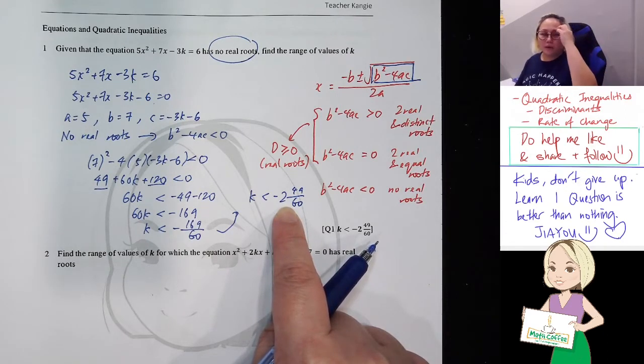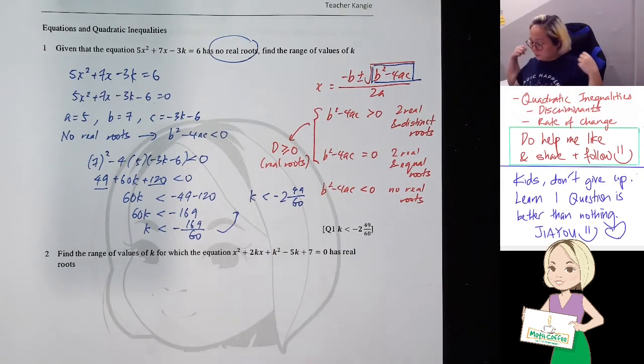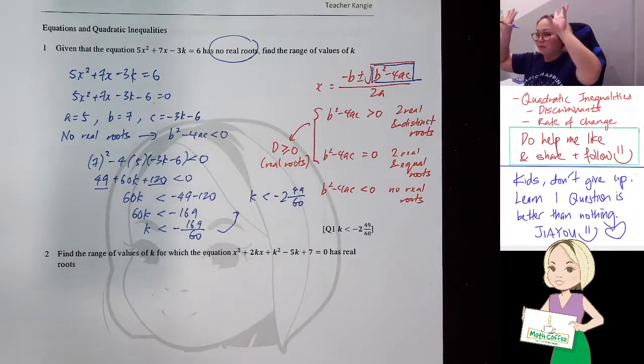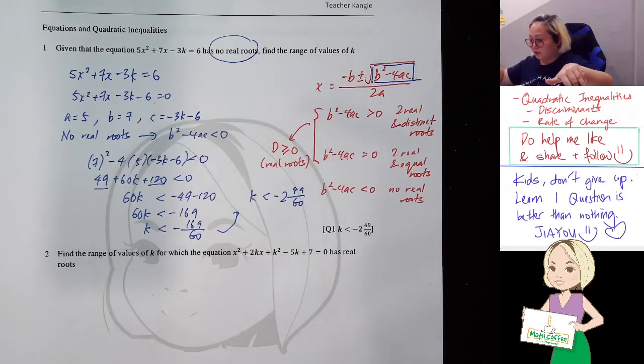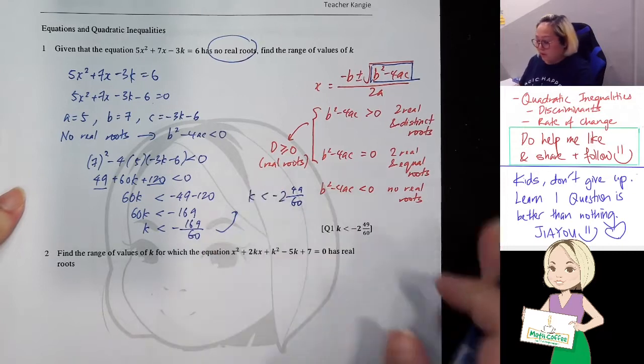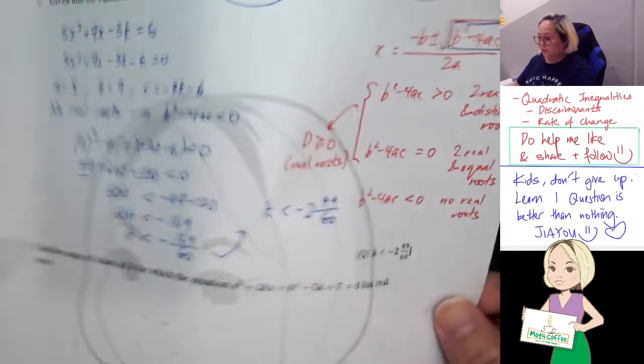No, remainder and factor theorem not yet. Today only equation and quadratic inequality and differentiation rate of change. You can see the title below my camera. You can see that I put quadratic inequality, discriminant, and rate of change. This is Sec 3 AMath. So I'm done with question 1. Let's move on to question 2.